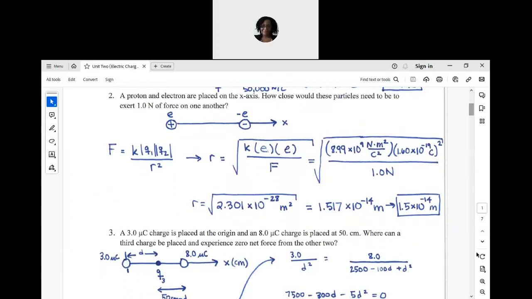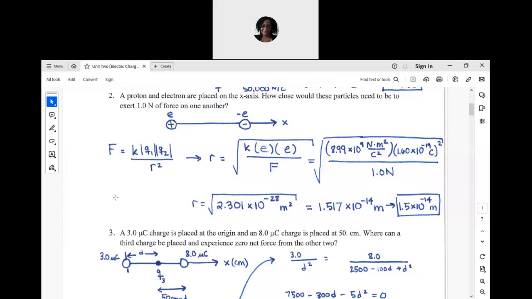Number 2, a proton and an electron are placed on the x-axis. How close would these particles need to be to exert 1 newton of force on one another? This is like a simpler version of a problem that showed up in our lecture notes. Here you have just 2 charges, and we want the force to be a given value. I have the charge on each of these particles, and I know that they're going to be opposites, but I'm going to just use this version of Coulomb's law that takes the magnitude of Q1 and the magnitude of Q2, and I'm going to set that equal to just the magnitude of the force, 1.0 newtons.